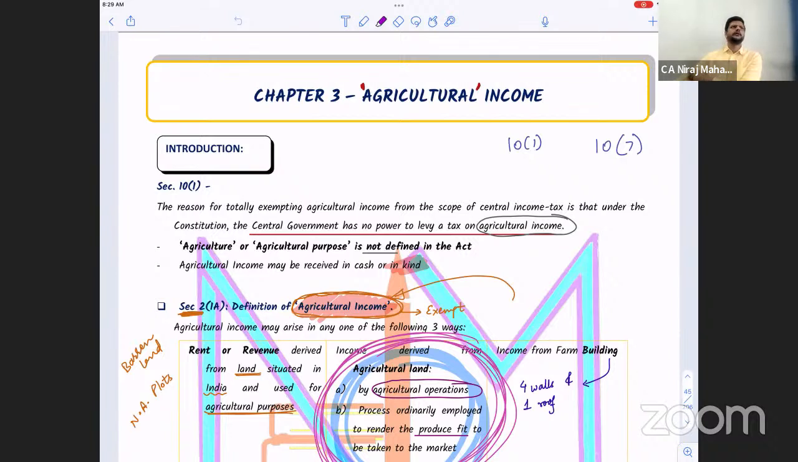Okay. Then third, very important, a little bit tricky, was income from farm building. Again, it was rent, but not for the land, but for the building. And building doesn't always mean a tall building. Building means a structure of 4 walls and a roof. And fourth one was important, income from sale of seed and saplings which were grown in a nursery.